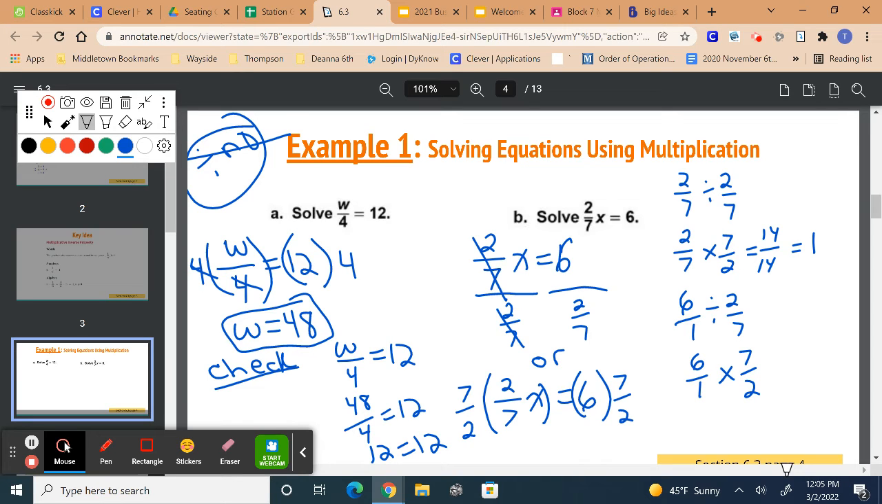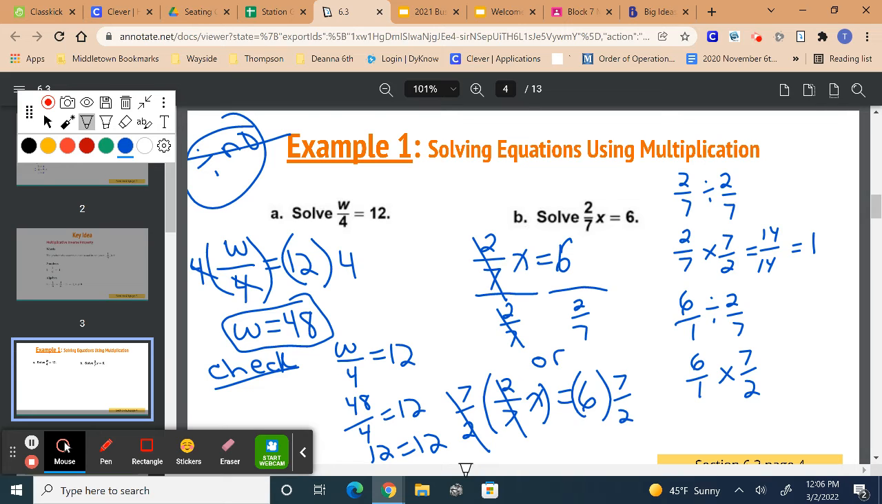Now, if you feel more comfortable doing it this way, can you? Yes. All right? But you will see that this way is a little bit easier and less work to do. Okay? Now, 7/2 times 2/7, we did it up here. So watch how I cross them off. One at a time. Okay? One at a time.